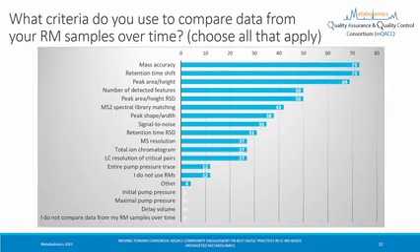So then we asked folks, what criteria do you use to compare your data from reference materials over time? And the top 3 were mass accuracy, retention time shift, and peak area, peak height. The other criteria are also important to consider if you really need to dig deep in your data to be able to assess whether the data quality of your run is valid.